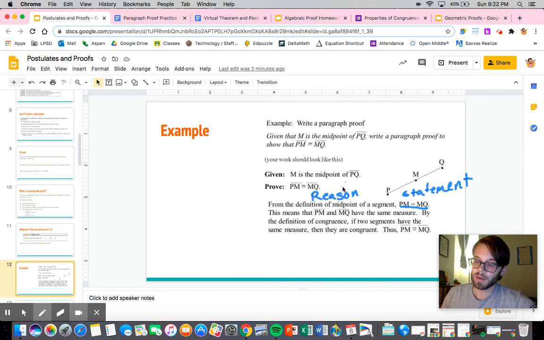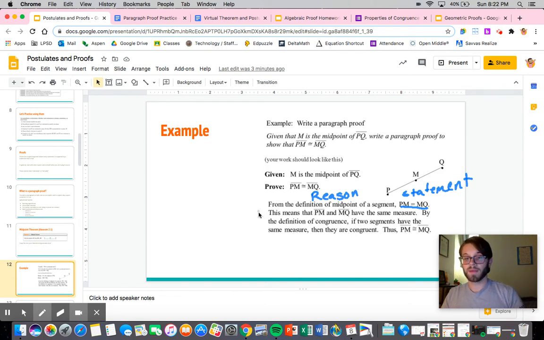The reason is actually given first, saying from the definition of midpoint of a segment. So all we're using here is the definition of what a midpoint is to justify our statement that the two segments are equal to each other in terms of length.